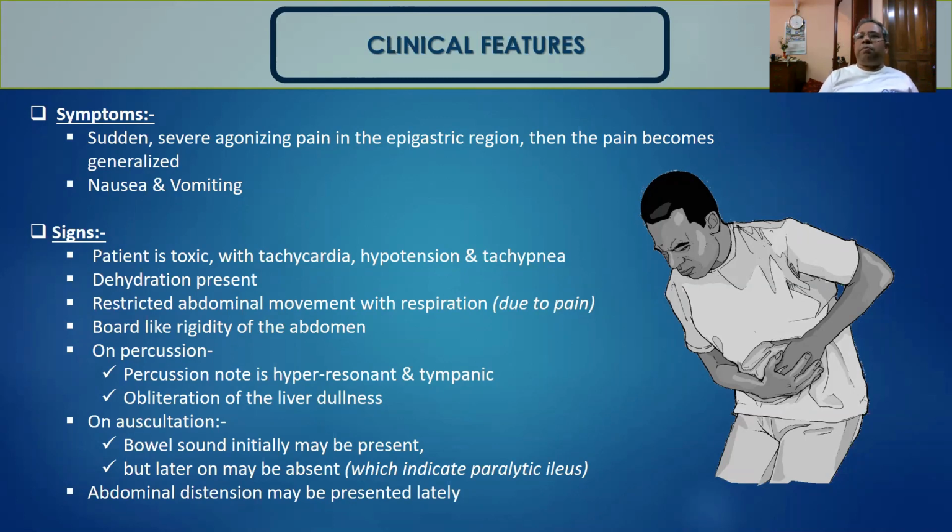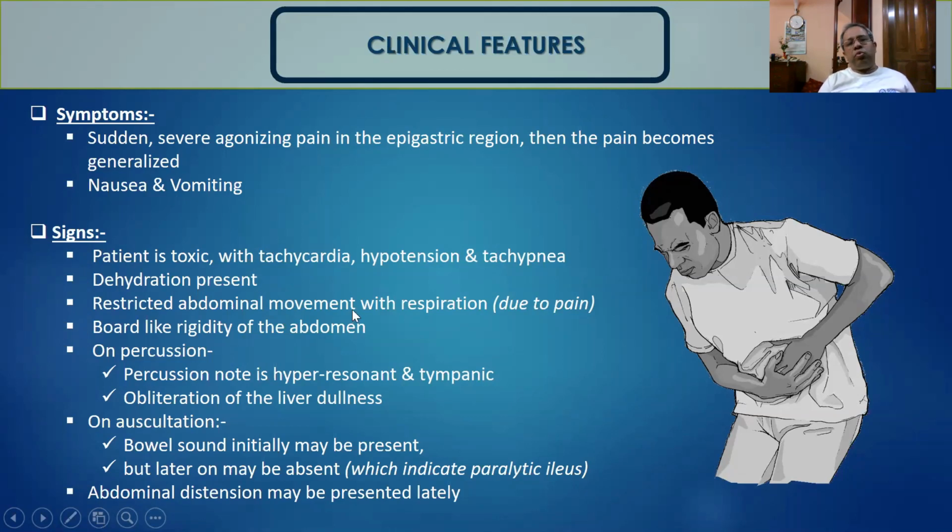As a body defense mechanism, whenever there is pain, there is nausea and vomiting. By this defensive attitude, further input is held up, so less entrance into the abdomen, less distension of the stomach, less contamination. So the body defense presentation is nausea and vomiting simultaneously. The patient is toxic, with tachycardia, hypotension and tachypnea if the patient presents late. Dehydration is present whenever the patient presents late.